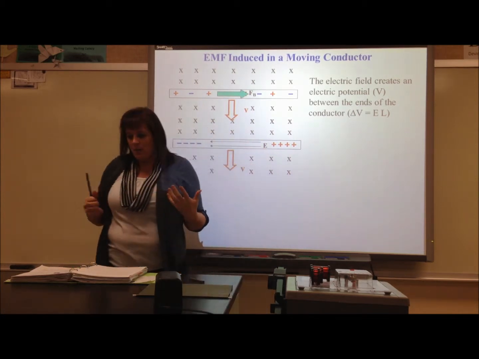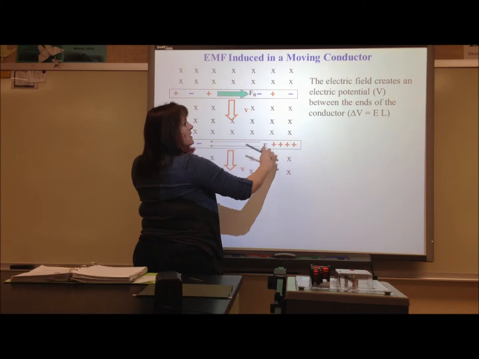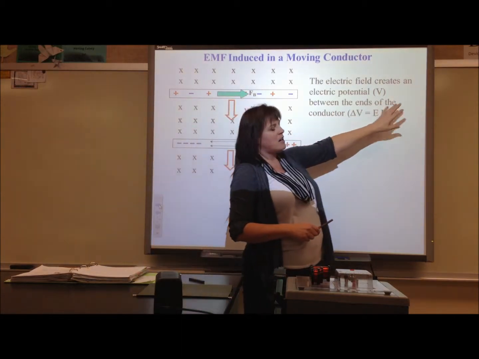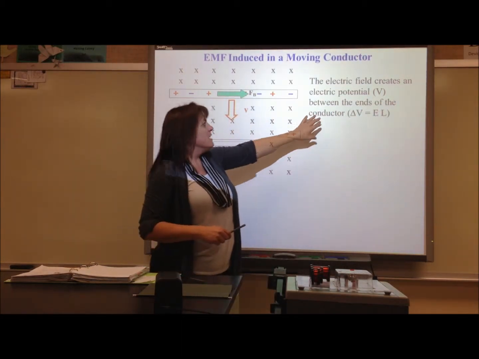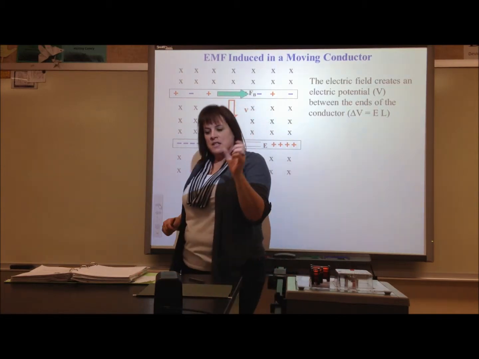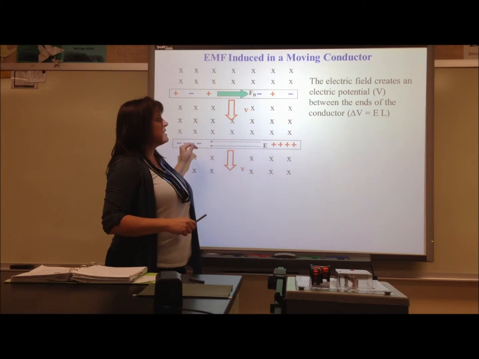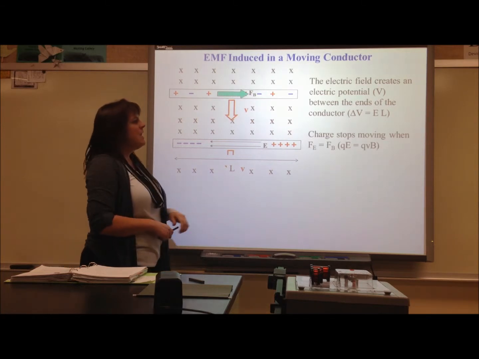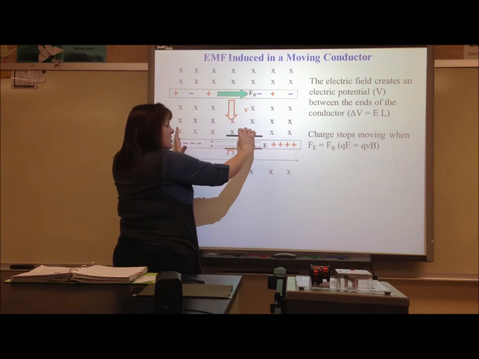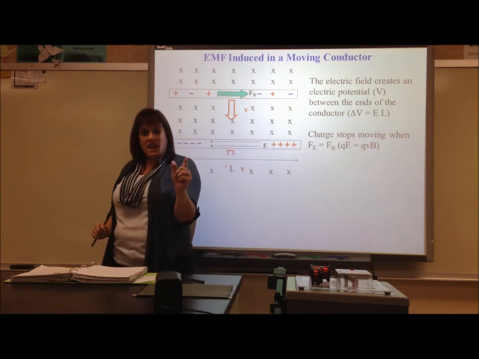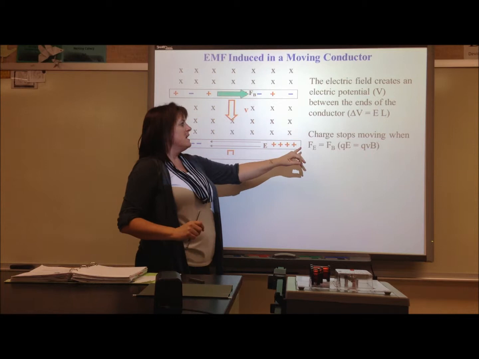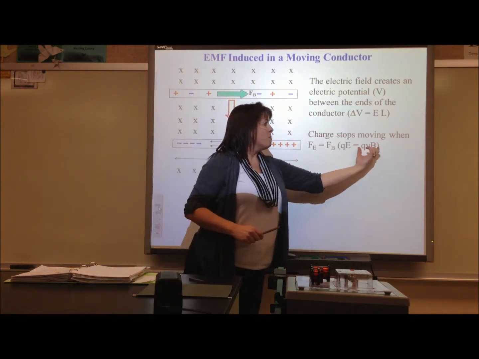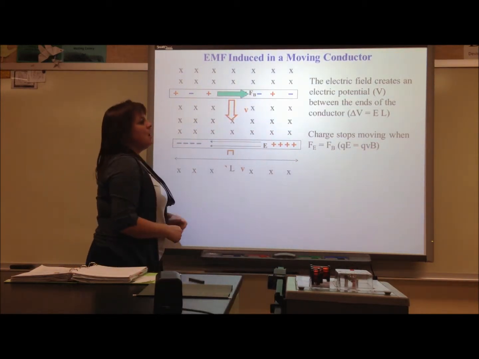Now, when I separate these charges, and I have this electric field, I now have electric potential, voltage. And from our equation from electrostatics, the change in voltage is equal to E times delta X, and in this case, delta X here is the length of my bar. There's my delta X. Now, as I move this bar, the charges separate. They stop moving when the magnetic force, qvB, is equal to the electric force, E times q, electric field times the charge. This is the equation for magnetic force, qvB.